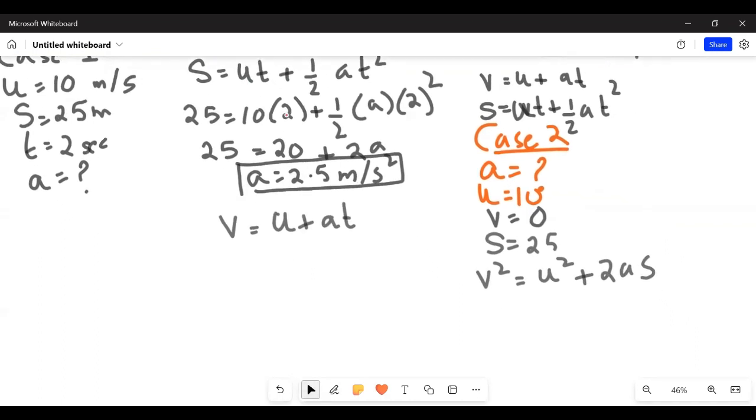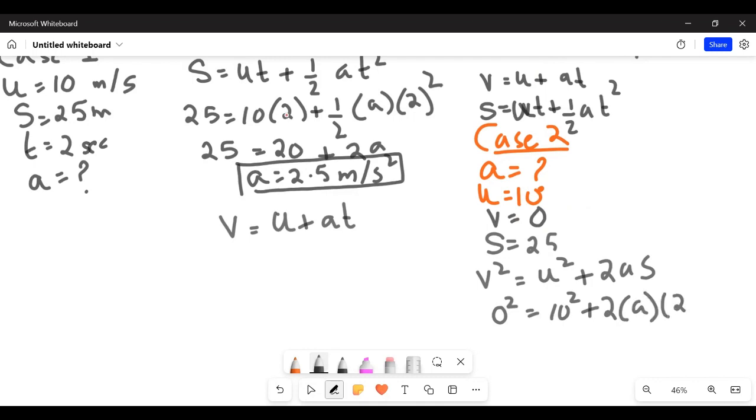Okay, so it's going to be 0 square equals 10 square plus 2 times A times 25. So minus 100 equals 50A. So A equals minus 20 meters per second square.